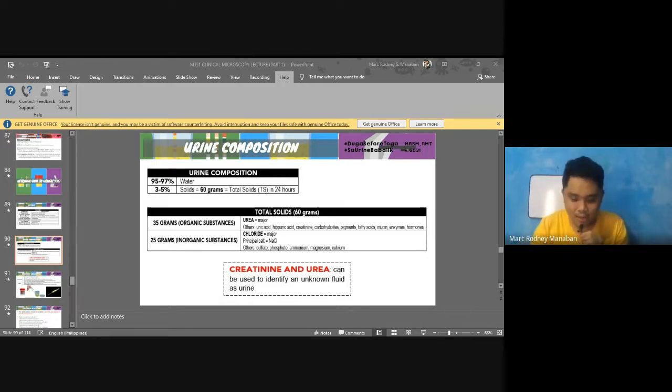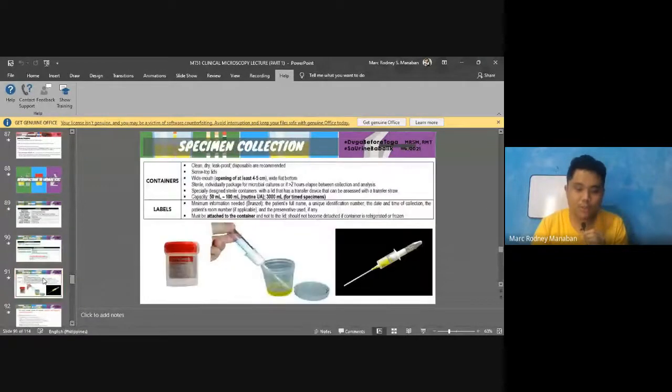Sige. Very good. Okay. Next, we have, of course, specimen collection. So before we start with specimen collection, of course, we have to define first what are the acceptable containers. Of course, alam niyo na yan. Number one, the containers should be clean. It should be dry, leak-proof, and of course, disposable ones are the recommended containers.